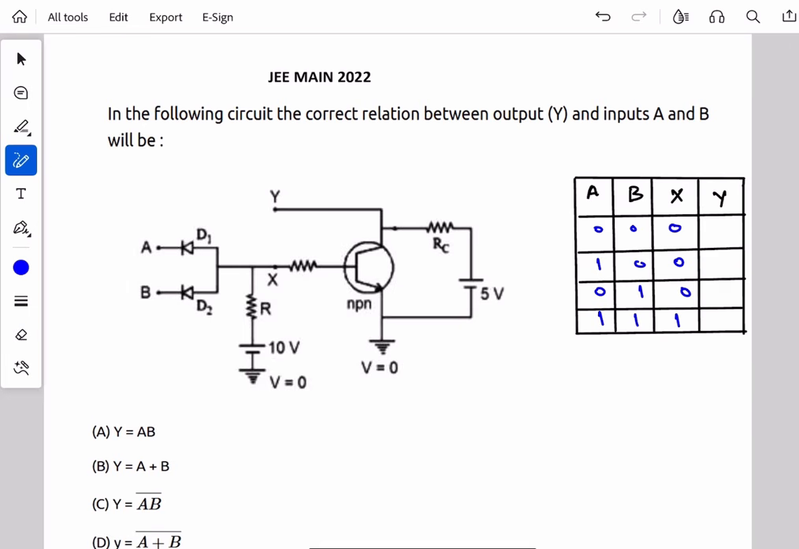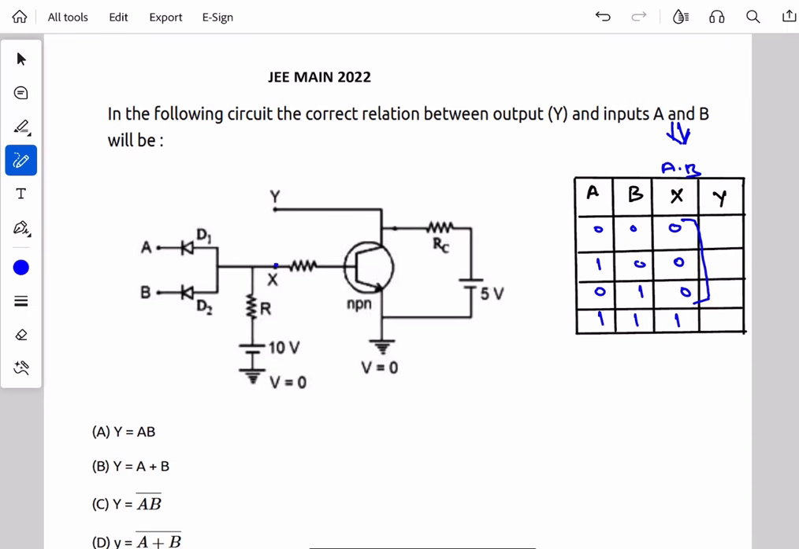Now these values of output X pertain to an AND gate. So this is an AND gate. Now let us come to the Y. In the first three cases, X is in the off state.